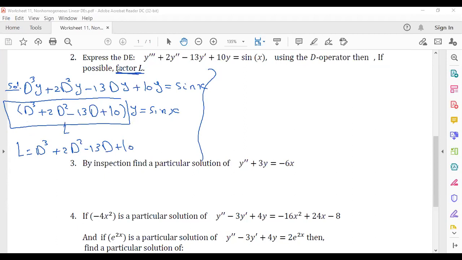He needs me to factorize it. Can anyone tell me how to factorize this one? Can you factorize this? Anyone can? Well, there was a formula but I don't remember it, for the cubic. Yes, there is a specific rule.